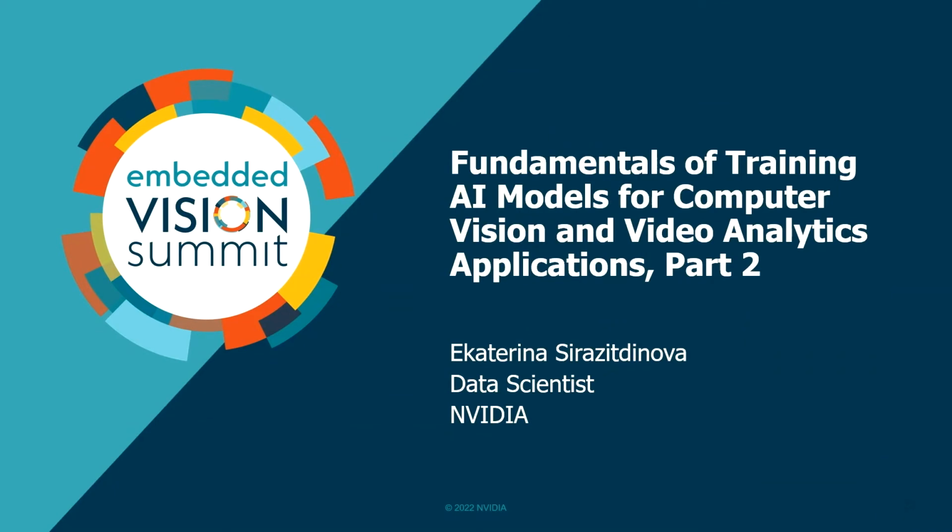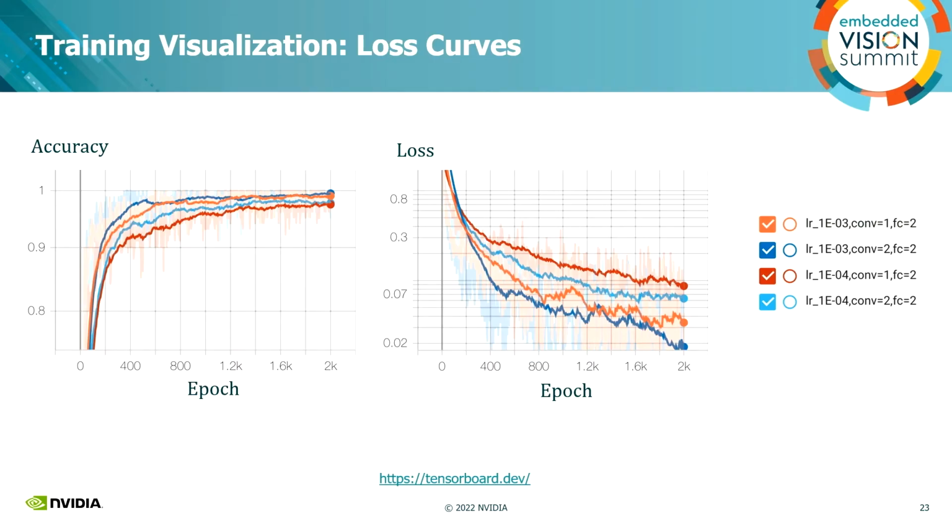I hope you all had a lovely break, and welcome back to the second part of my talk, which is fundamentals of training AI models for computer vision and video analytic applications. In the first part, we covered a single step of a deep learning model training. If you remember, we went through the forward pass, the loss calculation, the function optimization, backpropagation, and weights update. So now what I'm showing you on this slide is the bigger picture.